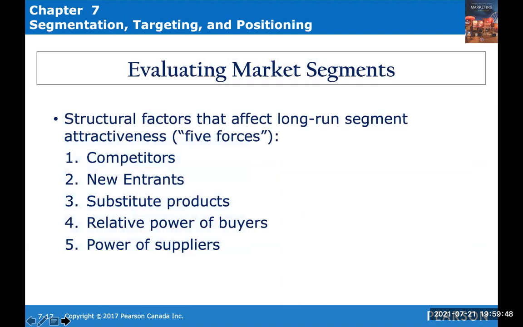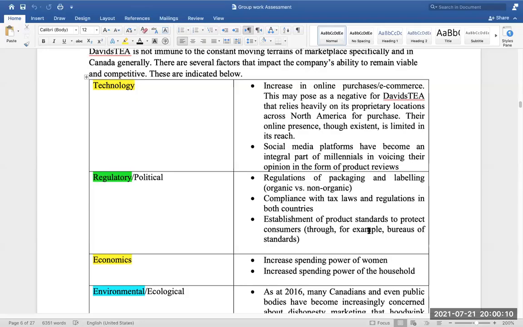So evaluating market segments. Structural factors that affect long run segment attractiveness: competitors. All right. Let me show you again, in terms of the assignment now, the section that deals with what we call competitive analysis. And it's actually not very difficult. What you're really looking at is your competitors and what are they doing? Where are they? What are they doing?